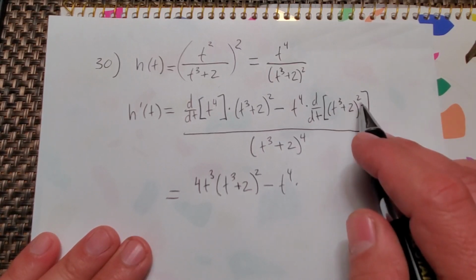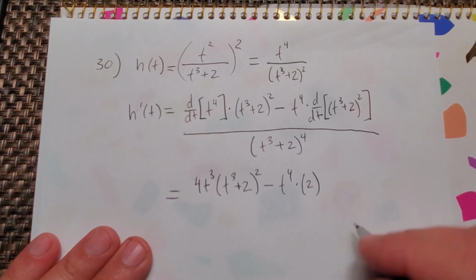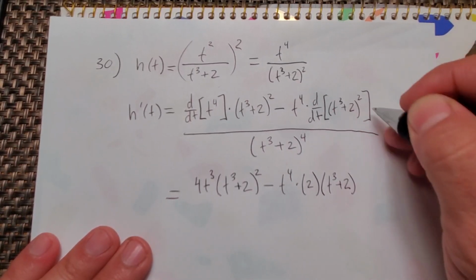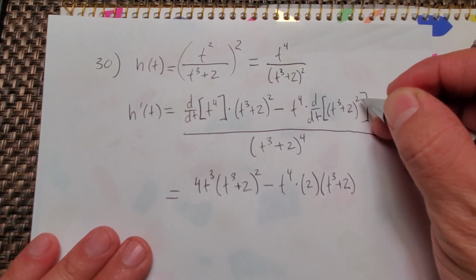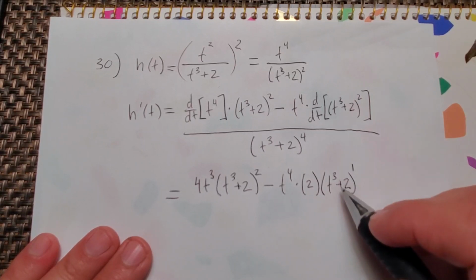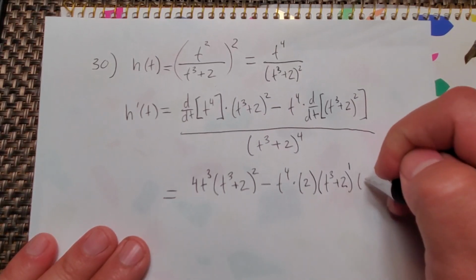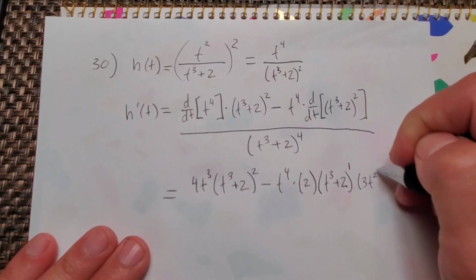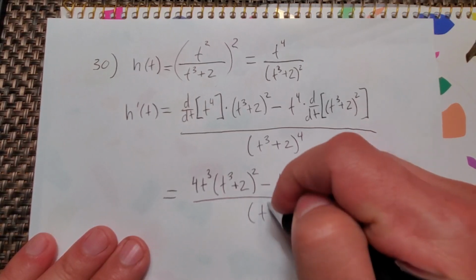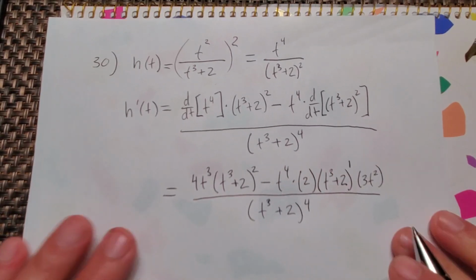In order to use the chain rule, I take the exponent and bring it to the front as a coefficient, times t cubed plus 2 to the 1 power, because I subtract 1 from the old exponent, times the derivative of the inside. Well, the derivative of t cubed plus 2 is going to be 3t squared. Once again, all over t cubed plus 2 to the fourth power.